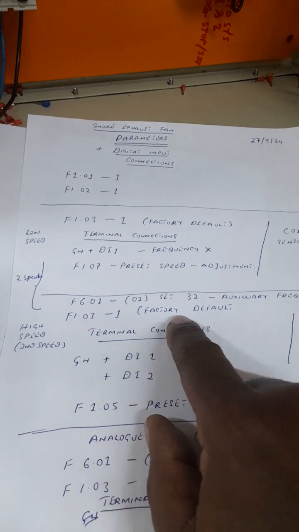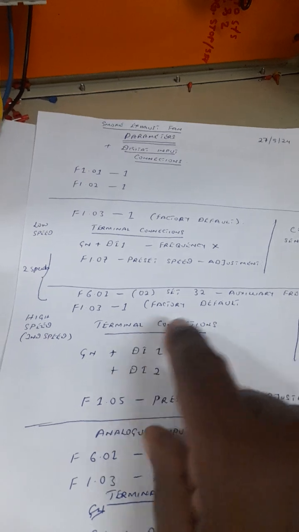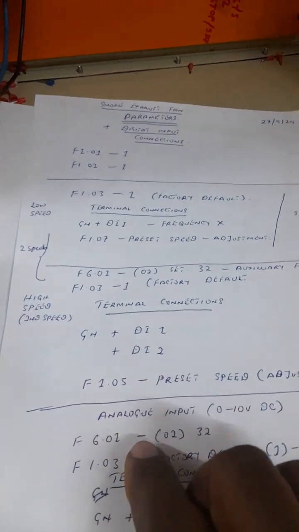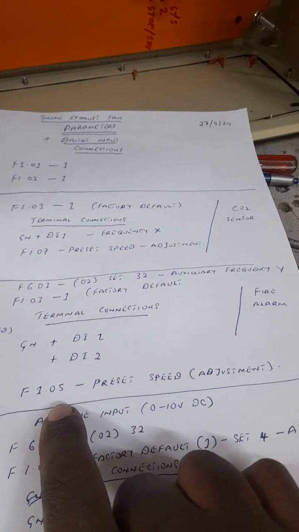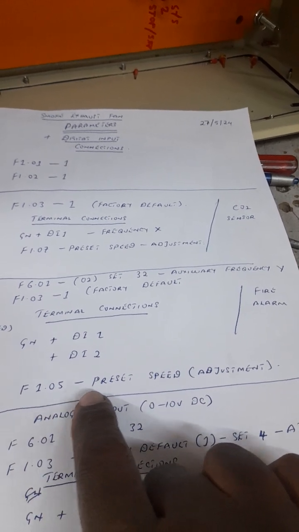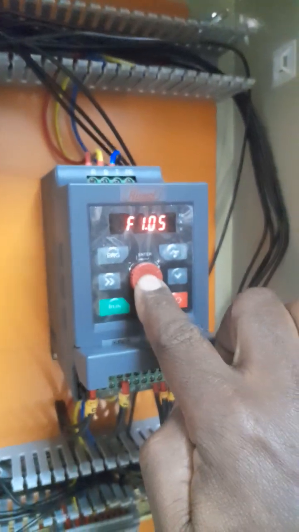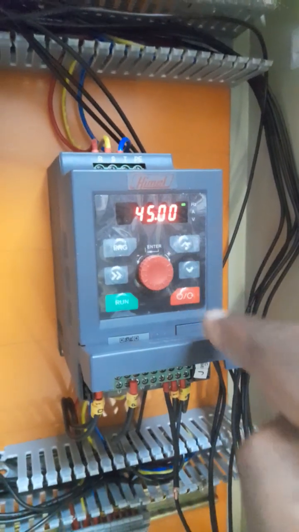F1.03 is already at factory default, which is 1, and the terminal connections are here. Then for our preset speed frequency, I'll go to F1.05 and adjust the speed there. That's where I can set my speed. In this case I've used it as the high speed.